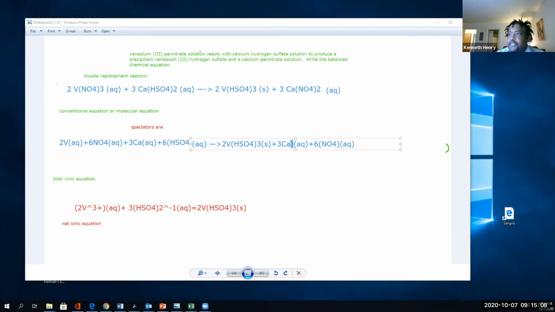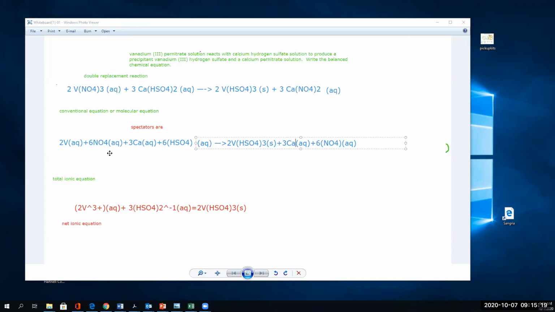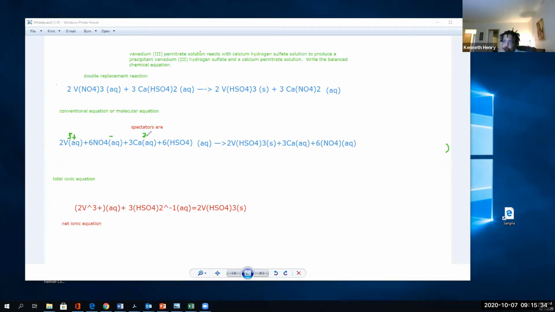So what about your charges for your ionic equations? Well, the Z would have a plus 3 charge. The NO4 would have negative 1. The calcium would have a plus 2. And the hydrogen sulfate would have a negative 1. Okay. So you want to make sure that you include your charges when you're doing your total ionic equation.